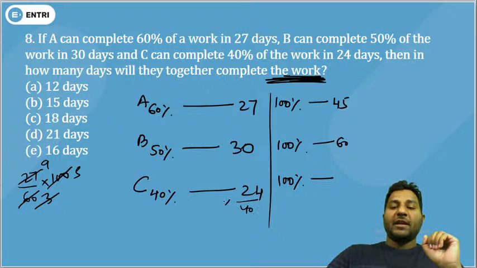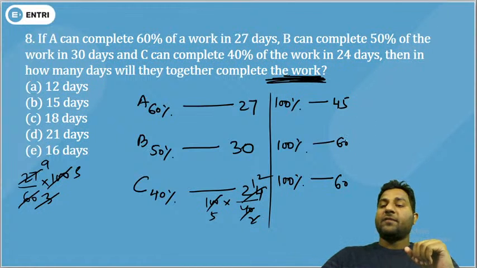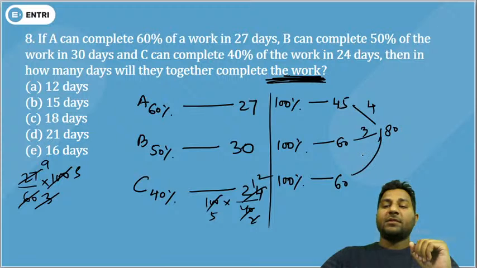Look at this, 40 and 100. So 5 and 2, so 2, 12, 60. So 60, 60, 60 and 60, 45 what? 5, 15, 3, 15, 4, 12. That means 180. So it will be 4, it will be 3, it will be 3.